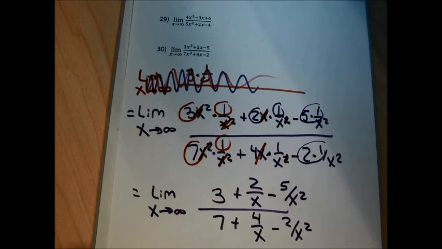So hopefully you could do the same thing for 29. You're going to do the same starting point, multiply everything by 1 over x squared, and the limit should just kind of fall out.